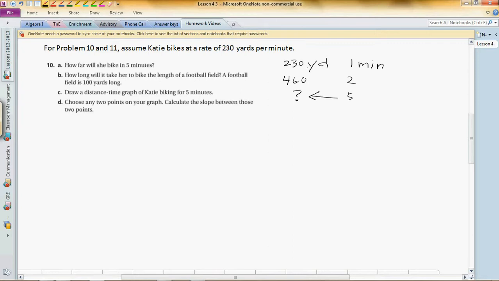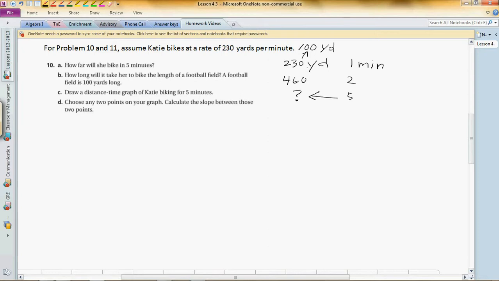Part B, how long will it take her to bike the length of a football field? A football field is 100 yards long. So obviously she's not going to take 1 minute because she can bike 230 yards in a minute. So it will be a little bit less than half.